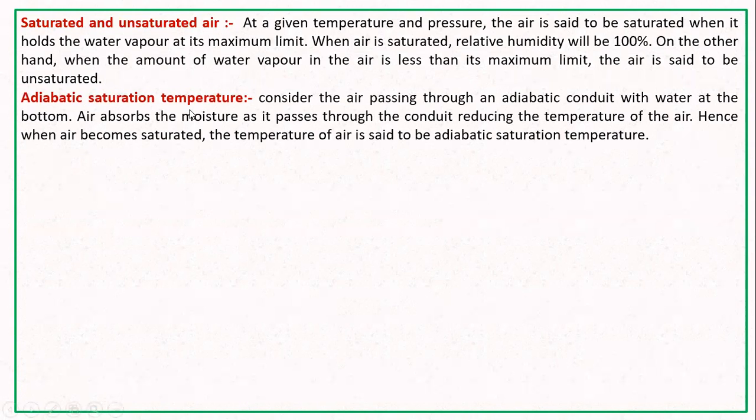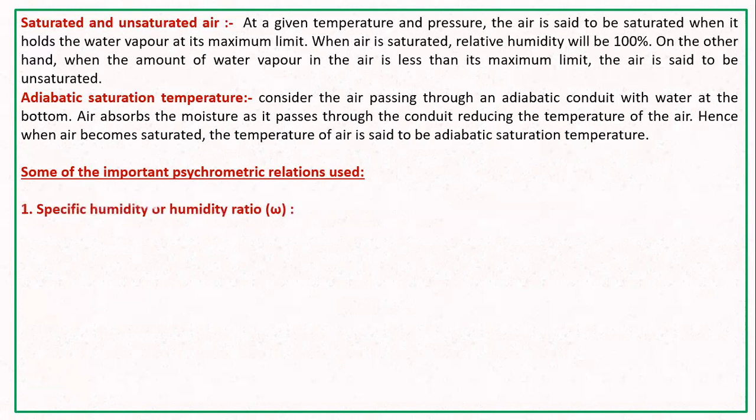Next is adiabatic saturation temperature. That means the temperature of the air measured when the air is saturated. How to make the air saturated? This can be done by passing the air through an adiabatic conduit where we have some amount of water present. As the air flows over the water, it absorbs the moisture, and by the time it comes out of the conduit, the air will be completely saturated, and the temperature measured at this condition is known as adiabatic saturation temperature. Let's see some of the important psychrometric relations we use here.